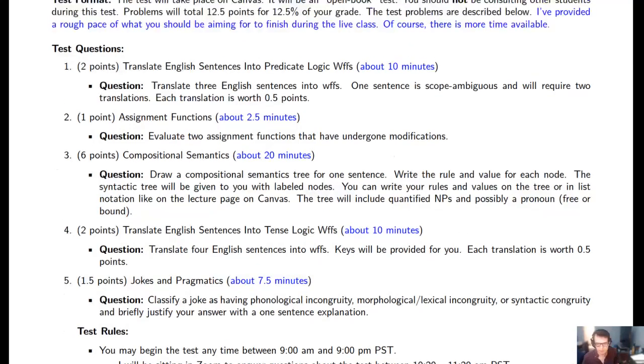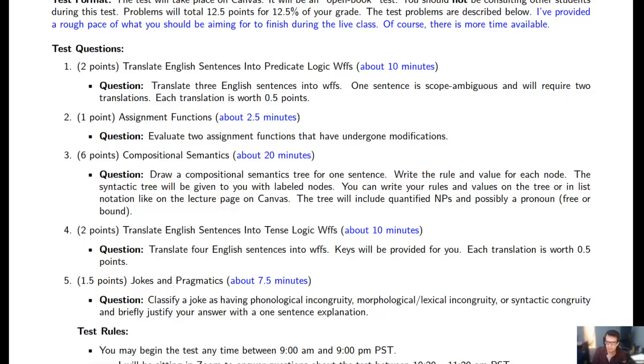This is the breakdown. It'll be 3 predicate logic sentence translations. 1 sentence will be scope ambiguous. But these sentence translations will not be super difficult. The ones on the assignment are harder than the ones I'm giving you on the test. So 3 sentences, 1 is scope ambiguous. I'll tell you which one is scope ambiguous. There'll be 2 assignment functions that have undergone modifications, just like question 3. I'll give you names and variables, so it's more like what we've seen in lecture rather than what you saw in the assignment with letters and numbers. So it's 1 question. That should be like a super fast question.